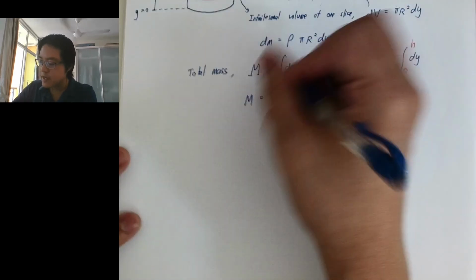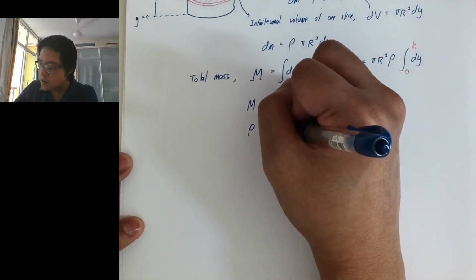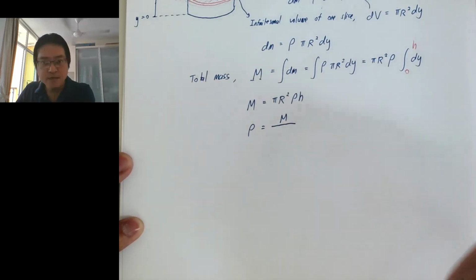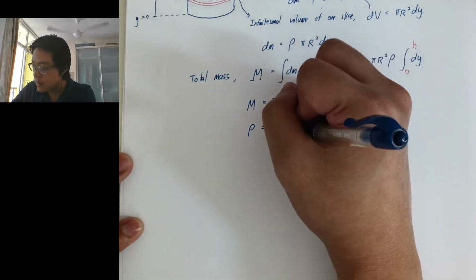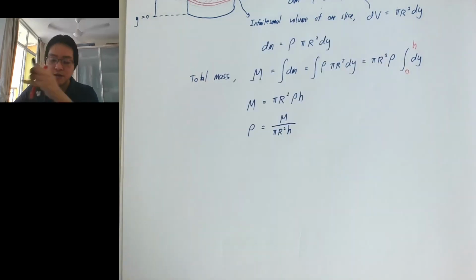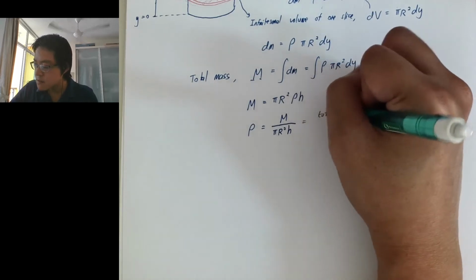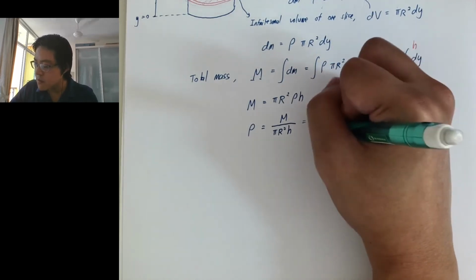So finally I got my expression for rho. Again, this is what we expected. The rho is the total mass of the cylinder divided by pi r square times h. This is the volume of the cylinder. So this is what we expect: the total mass divided by the total volume.